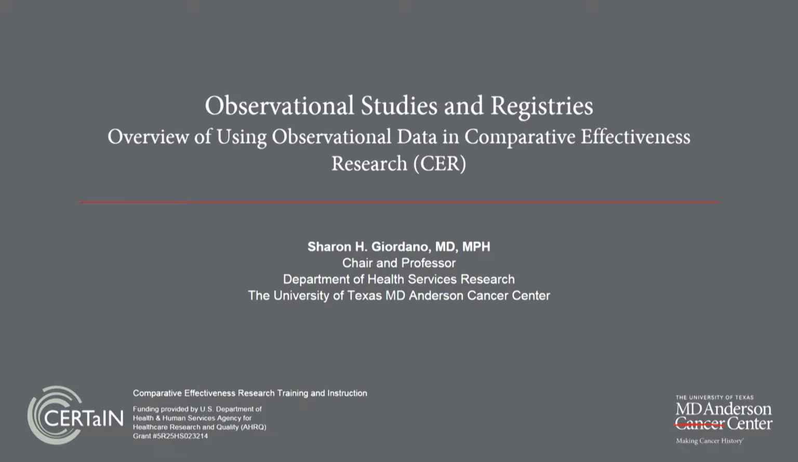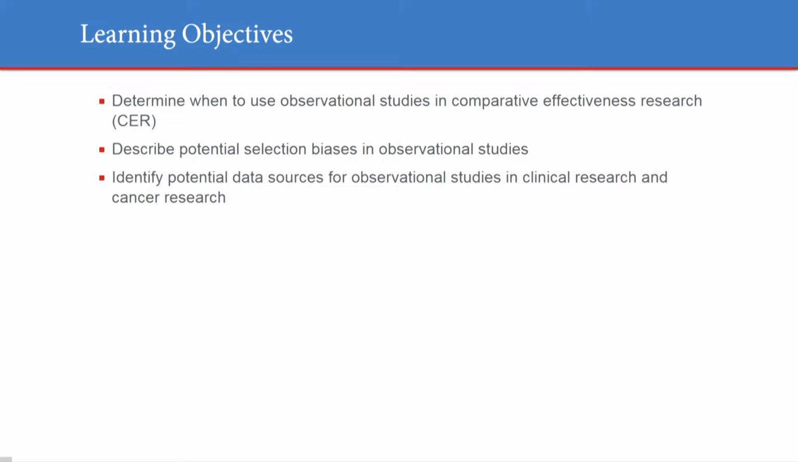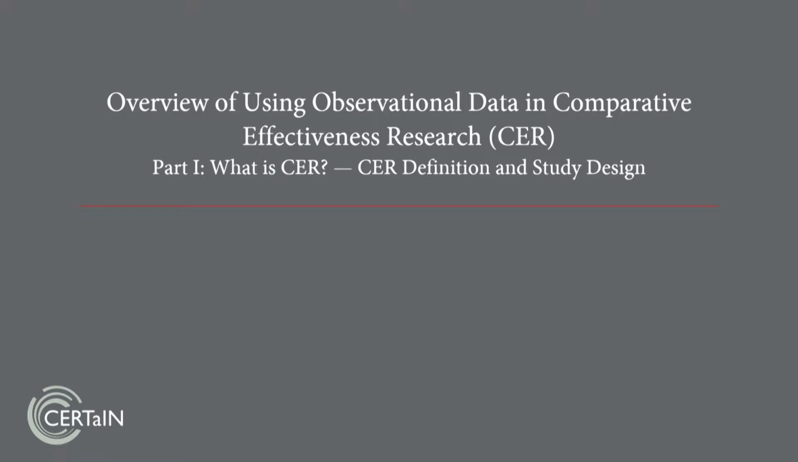In this lecture, I will be covering the uses of observational data in comparative effectiveness research. The learning objectives of this module are to determine when to use observational studies in comparative effectiveness research and to describe potential selection biases in observational studies. Our third objective is to identify potential data sources for observational studies in clinical research and cancer research.